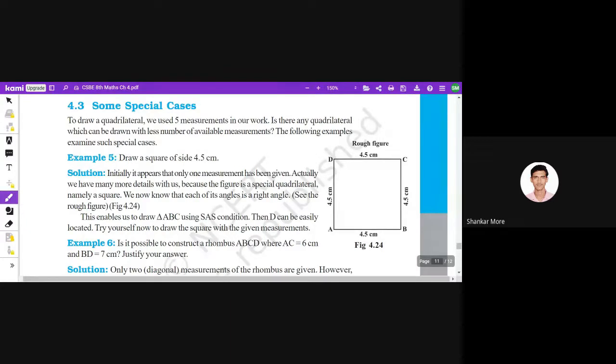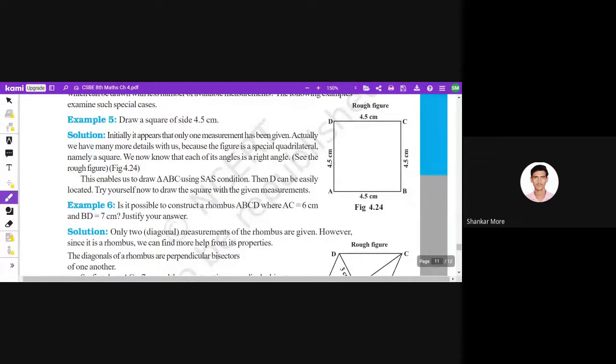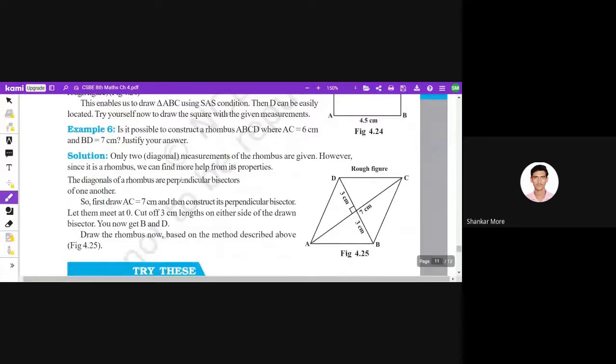Just draw a line AB of 4.5 centimeter, right? Angle A is going to be 90, angle B is going to be 90, again 4.5, 4.5, and we are going to connect those 2 points, that is DC. So that is going to be 4.5 again, and the angles are going to be 90. 4.5 centimeter at the sides and 90 degree is the angle, right? Okay, so this is one of the special cases that we need only one measurement to draw the figure.